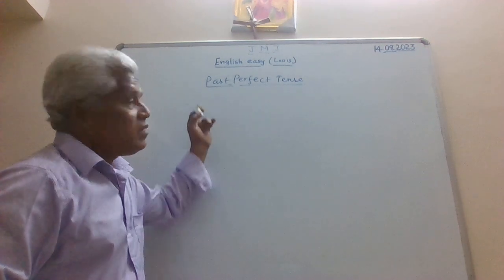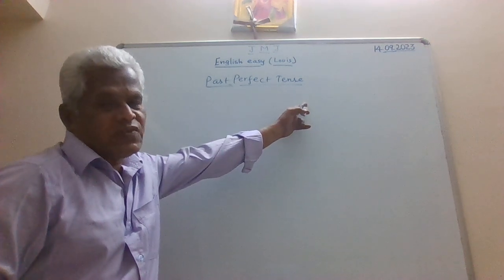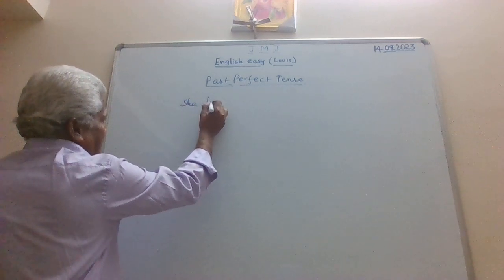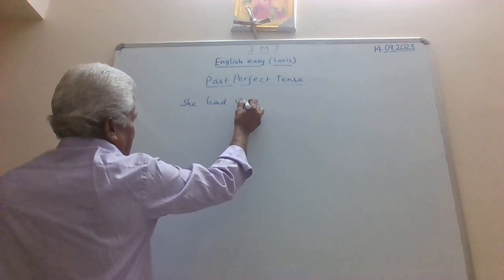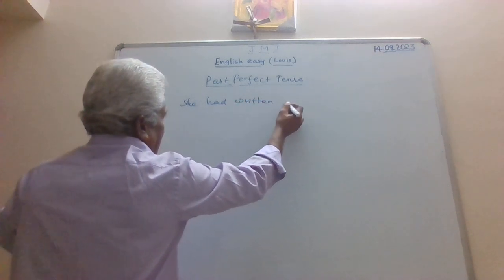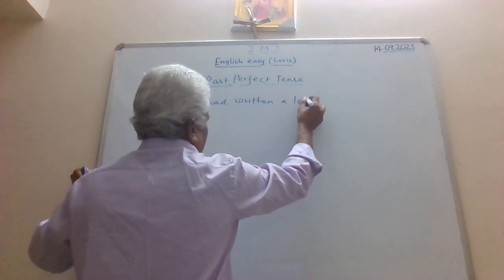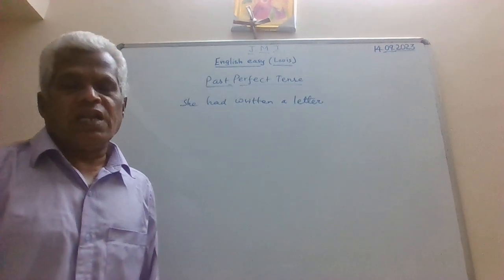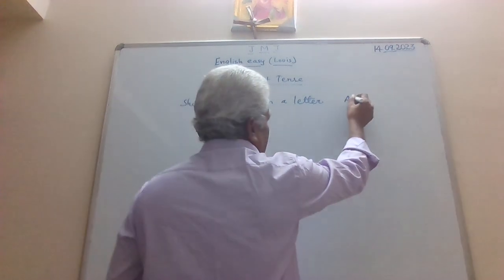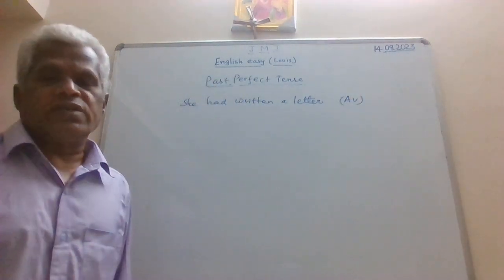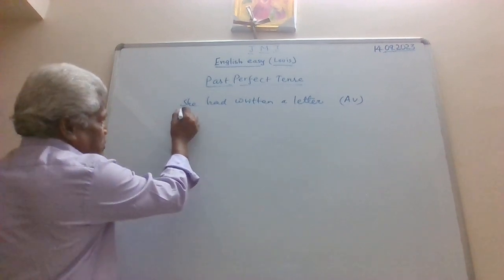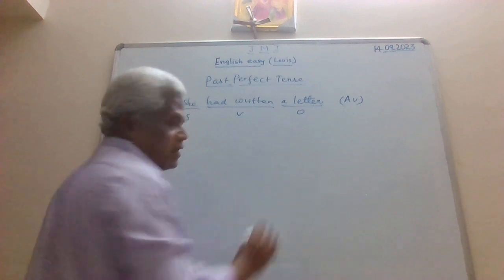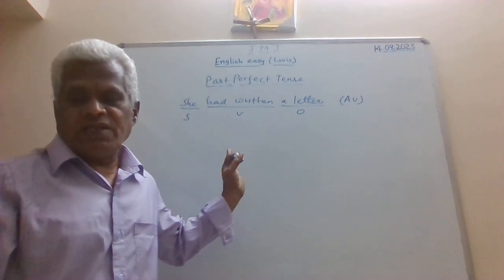So we are actually worried about discussing passivation here. So let me write a sentence. She had written a letter. Okay? She had written a letter. This is in active voice. Now what's the subject here? She is your subject. Had written is your verb. A letter is your object. So what is your answer now?